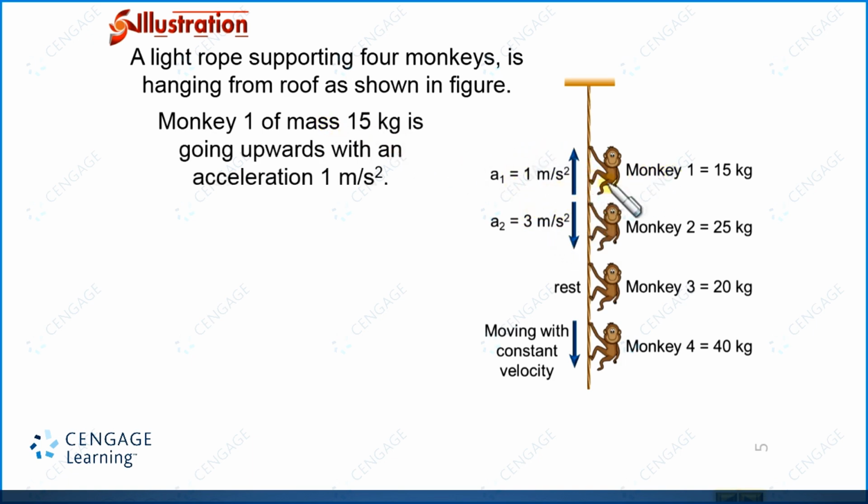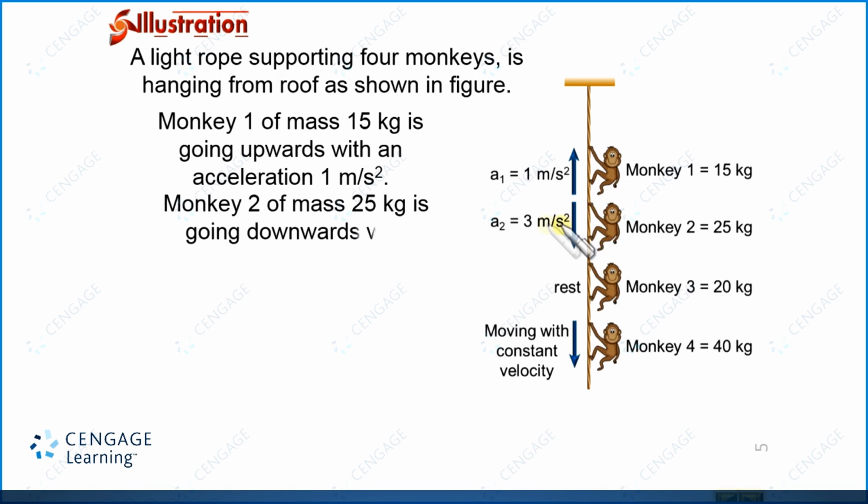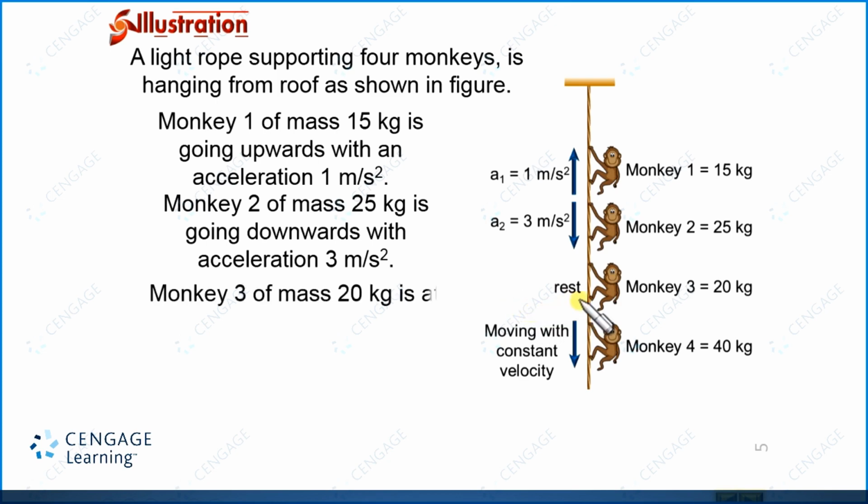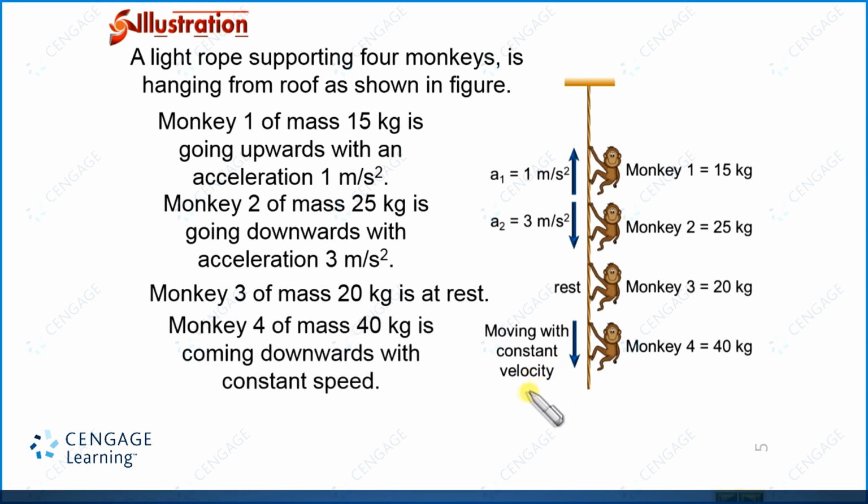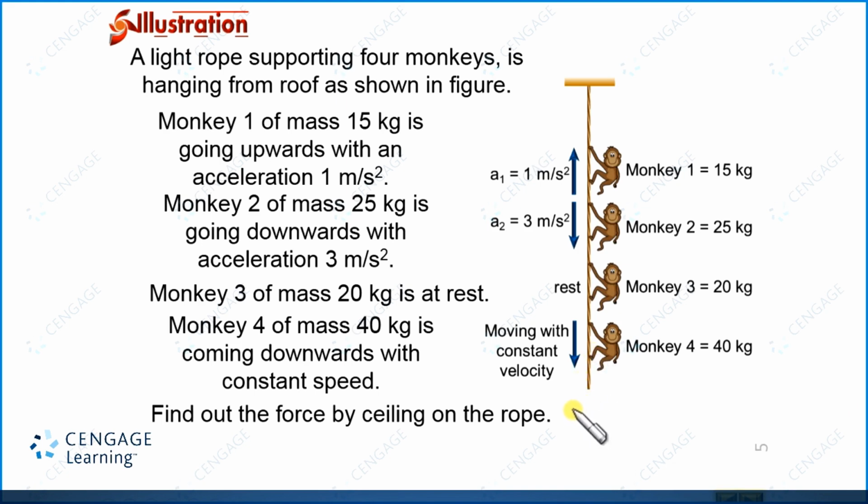Monkey 1 upward direction 1 meter per second square, and monkey 2 downward direction 3 meter per second square, and this monkey is at rest, okay, and this monkey is moving in downward direction with constant velocity, okay. And here we need to find the force of the ceiling on the rope. This is the question, okay.